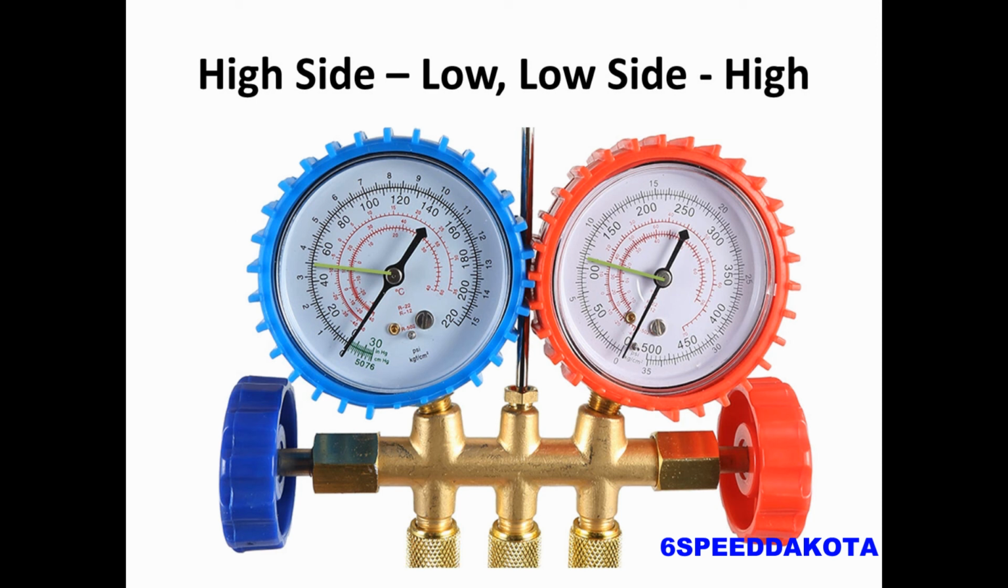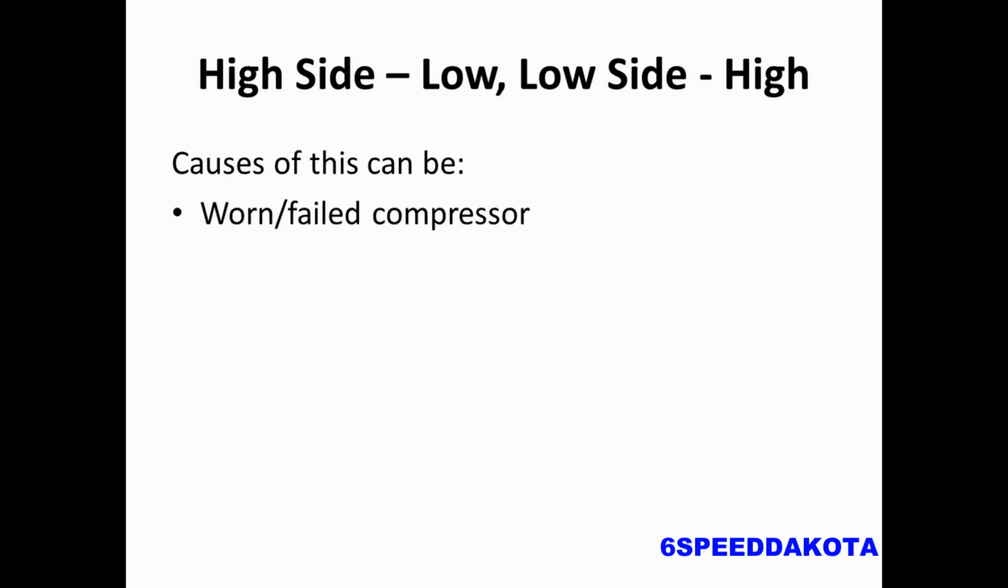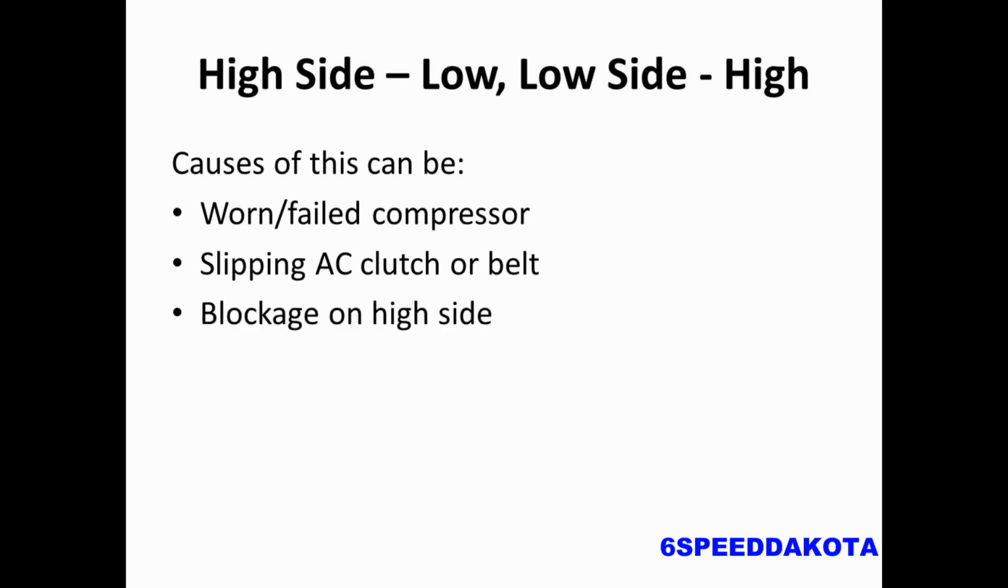If we got a low high side and a high low side, symptoms or causes of this are usually a worn or failed compressor. So it can't pull as hard on the suction side, and it can't push as hard on the discharge side because it's weak. It's like having blow-by in your engine. It's just tired and it won't output as much. Slipping clutch or belt is another cause of that.